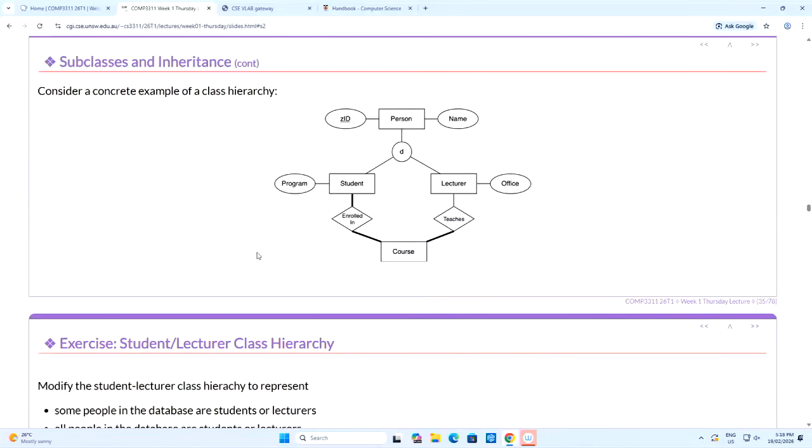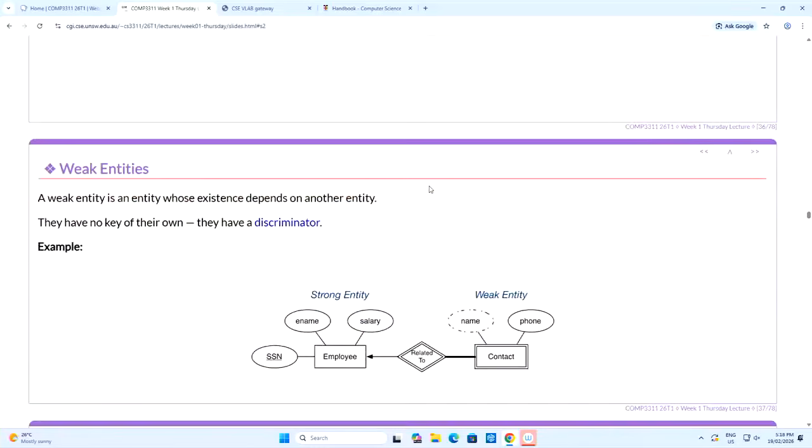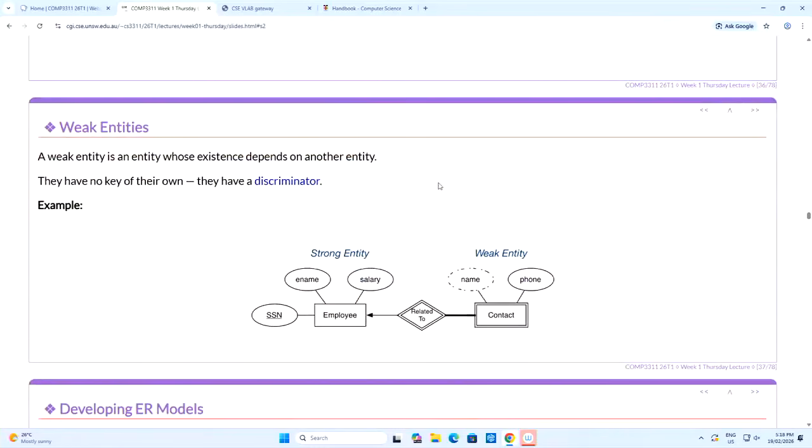These are all just notations, and the important thing is to understand what it means for the data, so that you can correctly implement that in SQL. And another thing that's important is weak entities. We should discuss weak entities and identifying relationships together, because they're tied together.